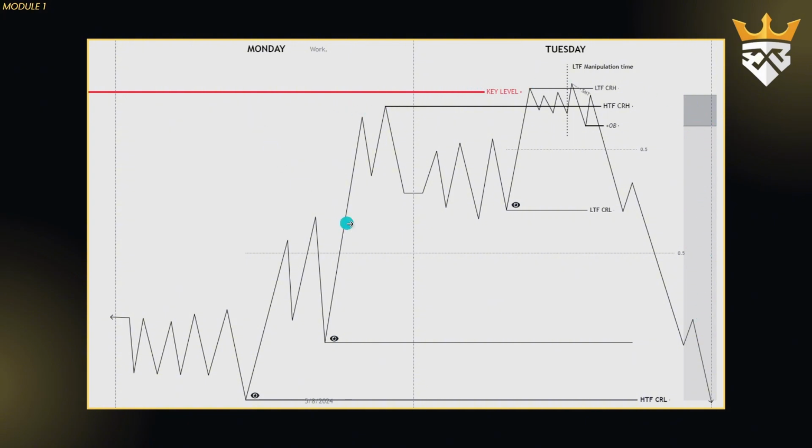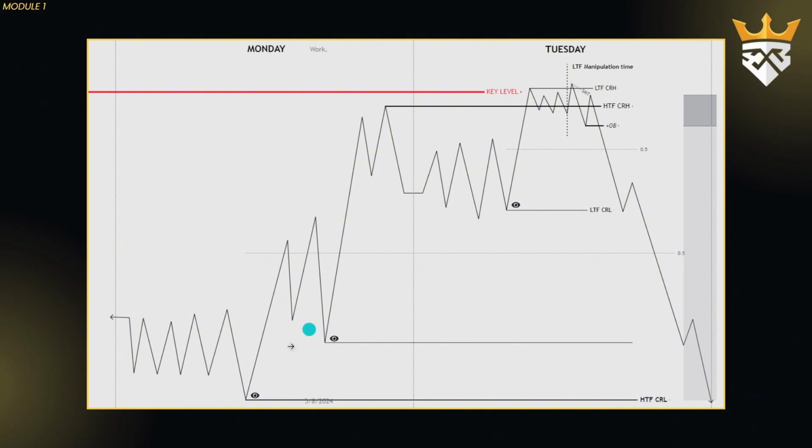So then we wait for accumulation, then a manipulation time on Tuesday, right? And Tuesday itself is normally a manipulation day. And then within Tuesday itself, we wait for our session to open. This could be London session. Then we wait for the lower time frame manipulation time into a key level, lower time frame turtle soup, at the higher time frame turtle soup to target higher time frame draws on liquidity. Hopefully this makes sense to you.